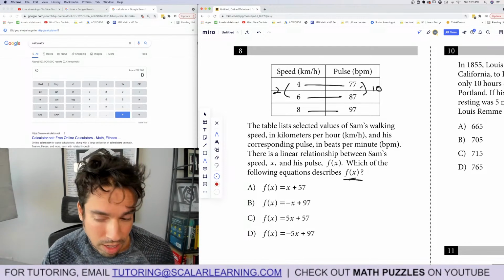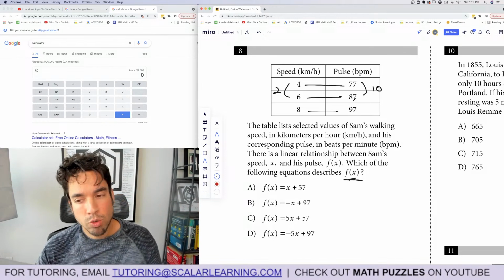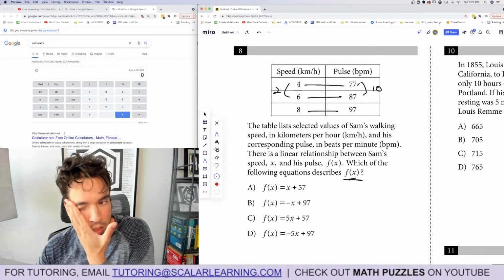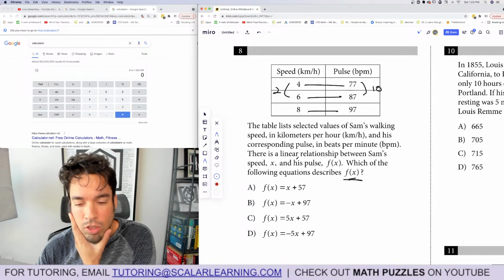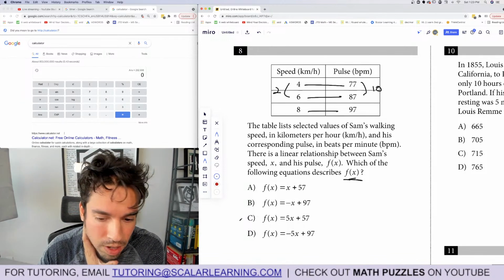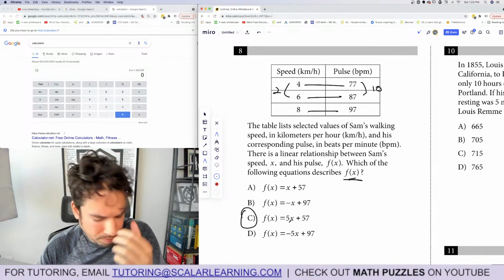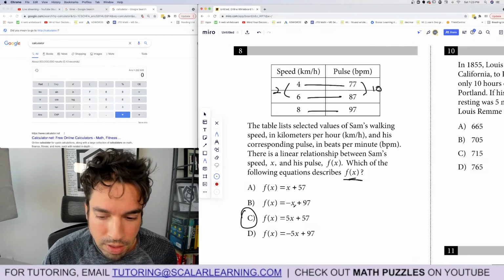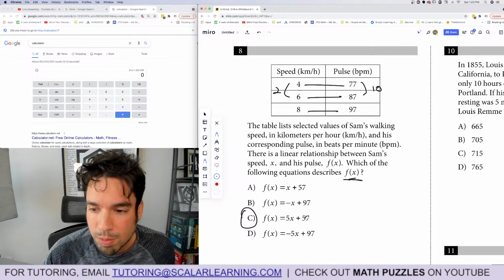f of x is the pulse, a.k.a. the y value? I already told you what the slope is, right? It's the change in y, 10, over the change in x, 2. So 10 over 2, which is 5. This is the only one with the right slope because that's -5, -1, and 1. It's got to be this, but let's just double check.